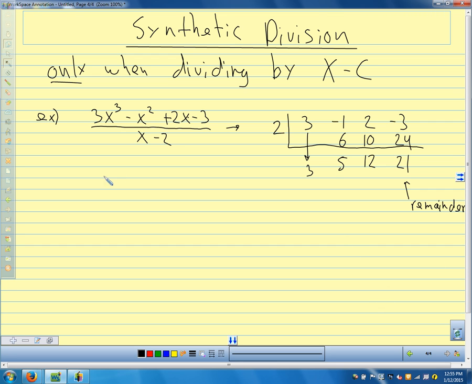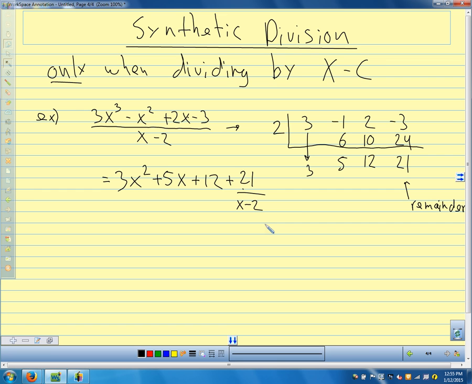So this tells me that I've divided a cubic, third-degree polynomial by a first-degree polynomial. I'm left with a squared polynomial, a quadratic polynomial. So I get 3x squared plus 5x plus 12 plus my remainder over my divisor. So synthetic division is quite a bit quicker, quite a bit easier than long division.